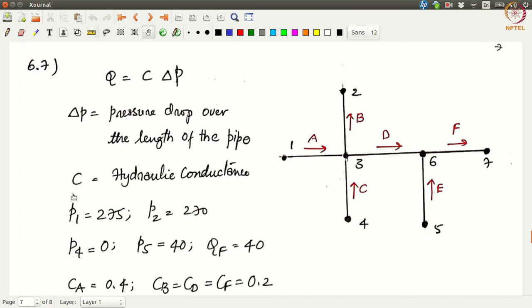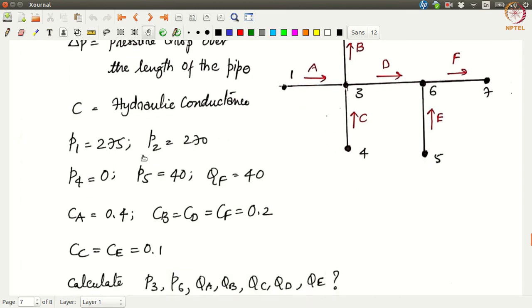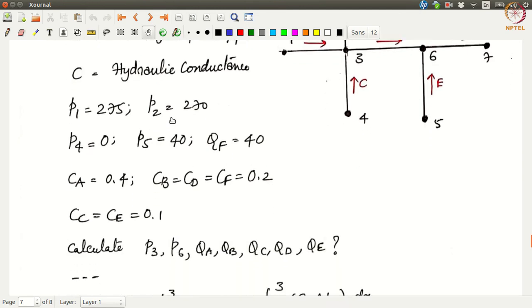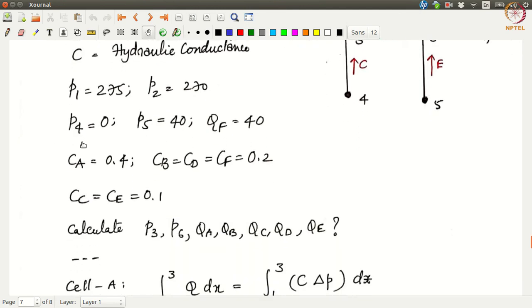And we were also given some of these pressures, that is P1 is given as 275, P2 is given as 270, P4 as 0, P5 as 40, and so on, and QF as 40. Okay, all right. And also of course the values of all the hydraulic conductances are given, CA to CF.